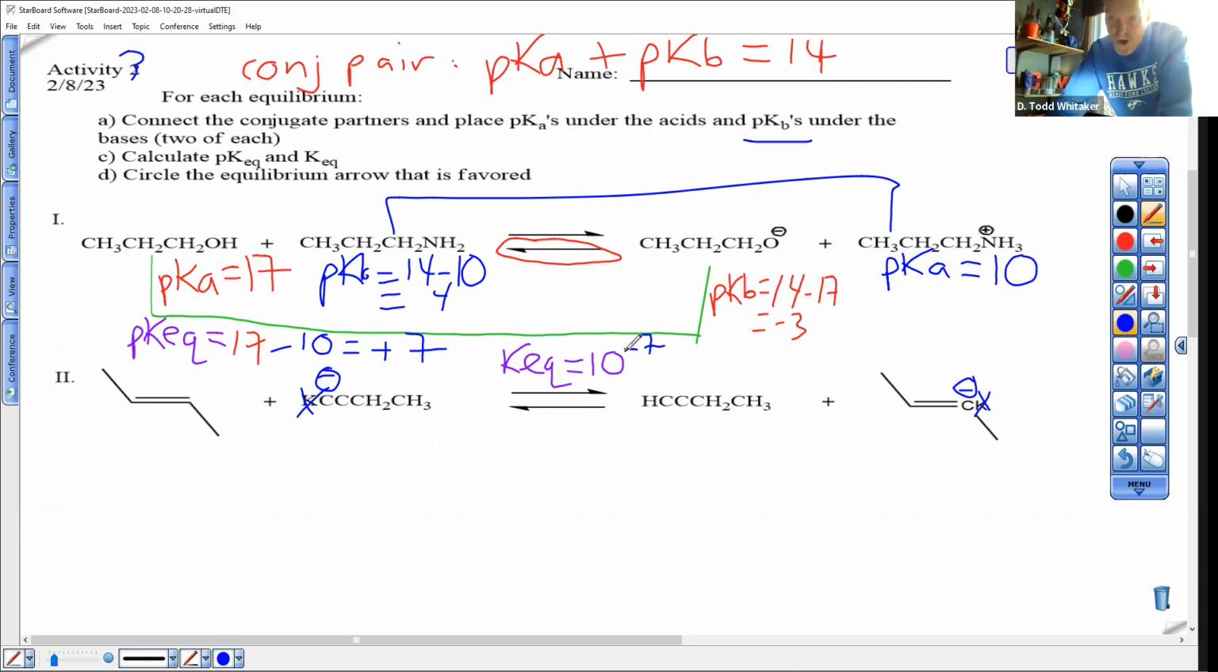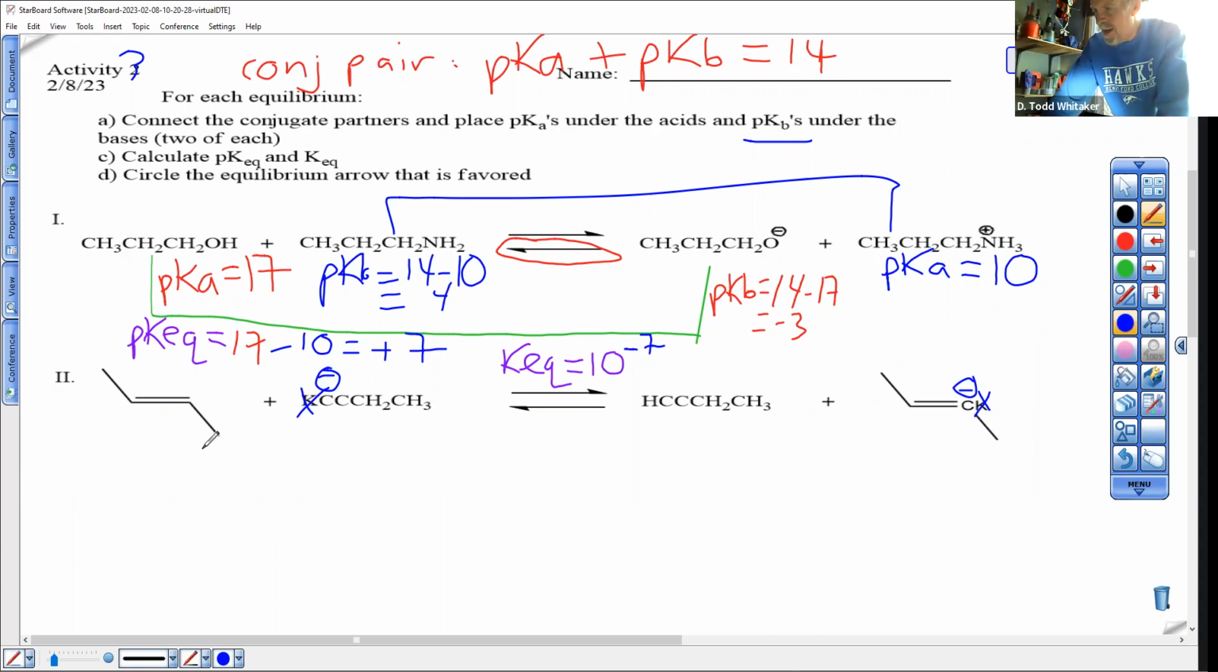We actually have a number now. So if you want to take the H off of an alcohol, using an amine is a terrible idea. Yeah, I would use a stronger base myself.